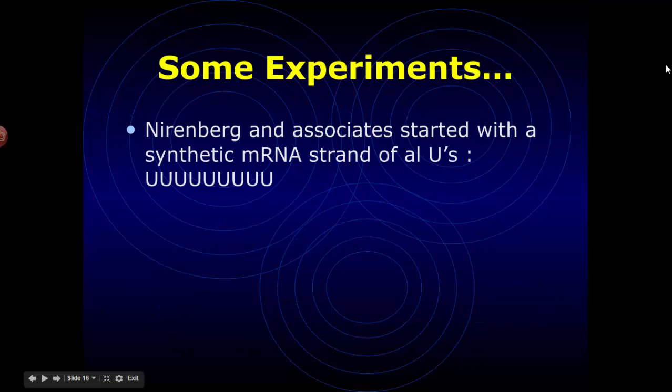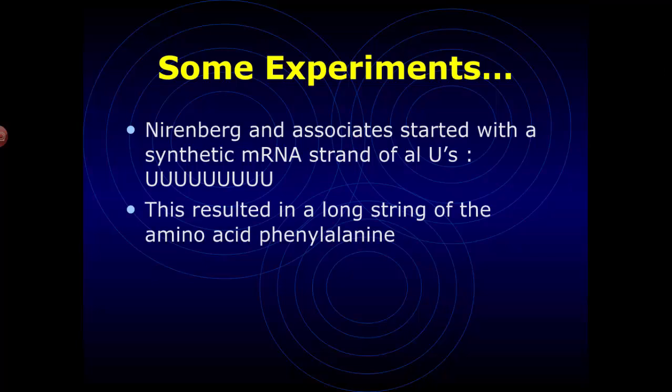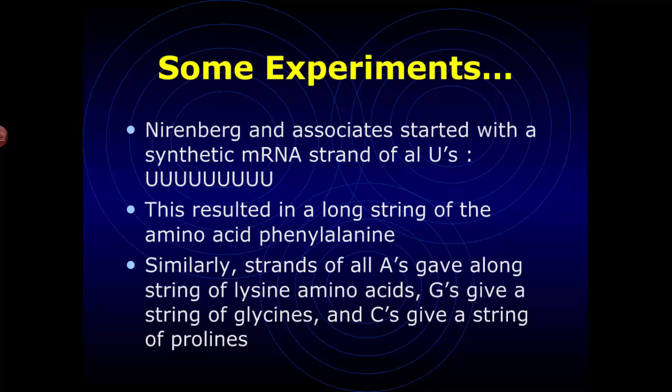So here's how they did it, basically. They started with a synthetic messenger RNA strand, all uracils, all the way across. U. So every codon is 3 U's, UUU. When they made the protein from that, they got phenylalanine all the way down, a long chain of phenylalanine. So right there, you know that UUU means phenylalanine. They did it with a strand of A's. They got all lysine amino acids, so AAA must be lysine. They did all G's, they got glycines. And they got all C's, they got proline. So now they know 4 of the 20 of the 64 possible combinations.